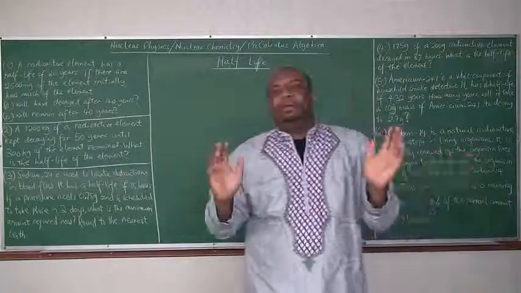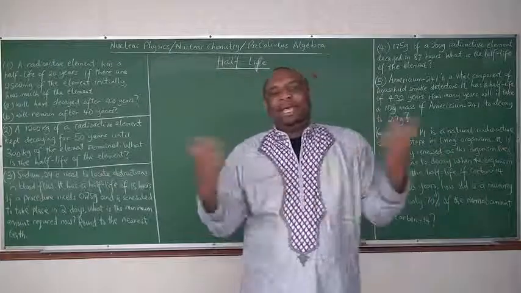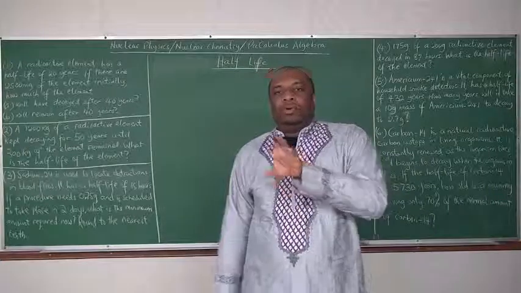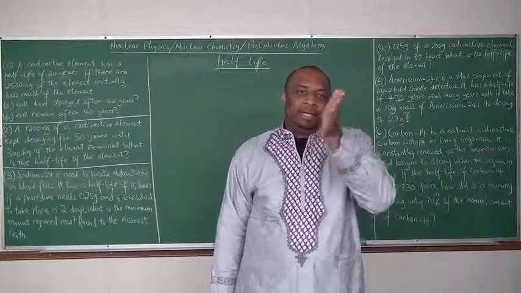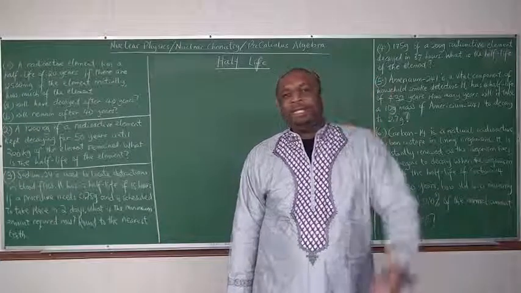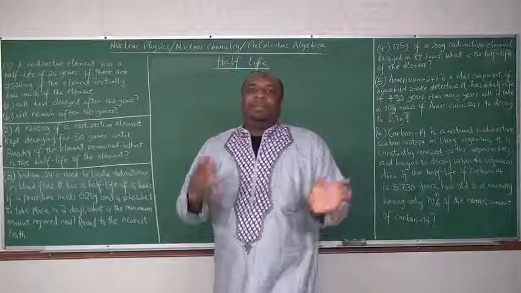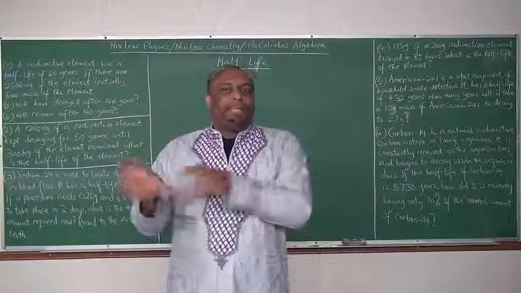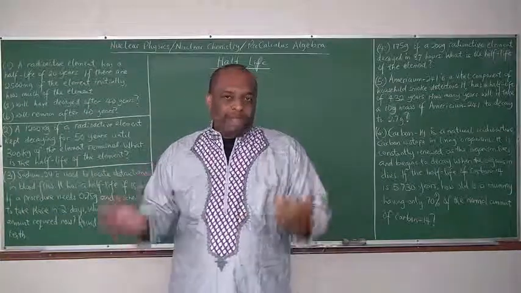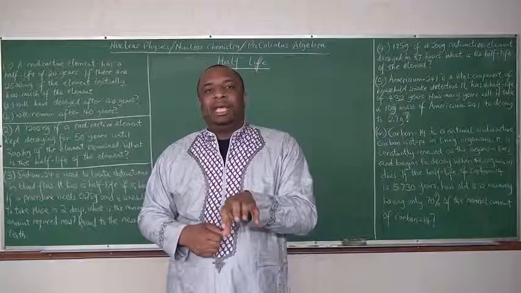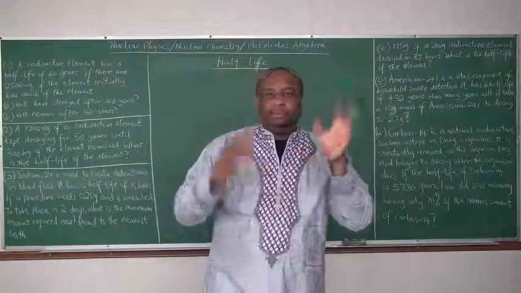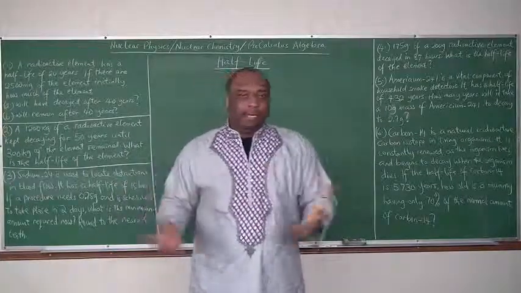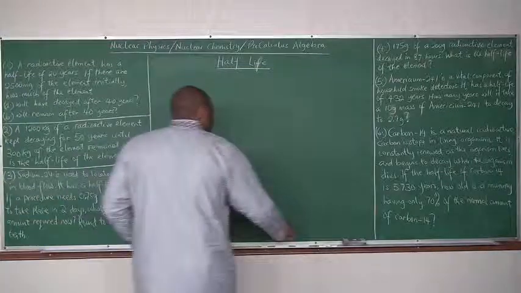Let's say you have 10 grams of a radioactive element. Now, what is the time it will take? Half of 10 is 5. So what is the time it will take 5 grams of that radioactive element to decay? That is what we call half-life. The time it will take for half the initial amount of the radioactive element to decay. That is the simple definition.